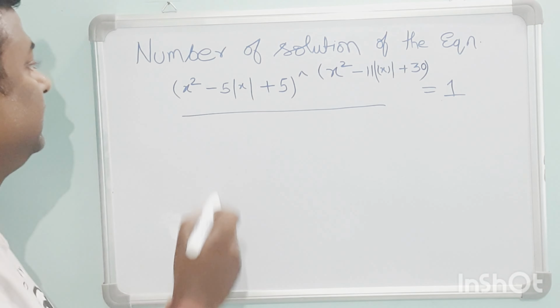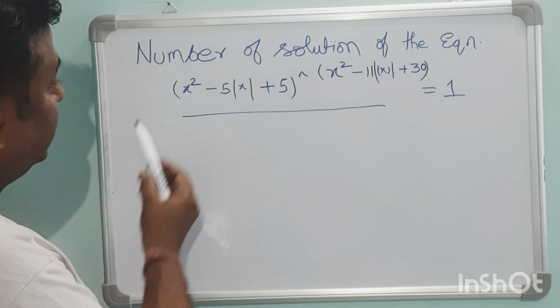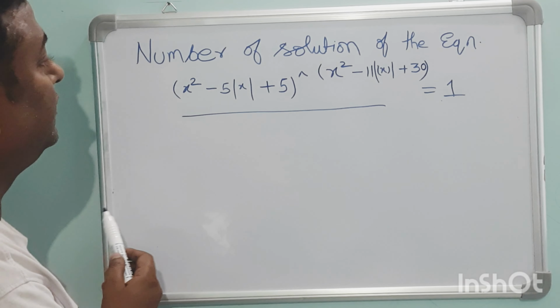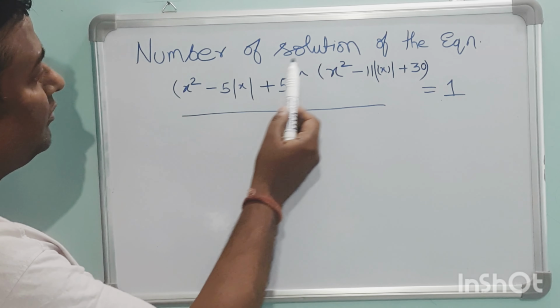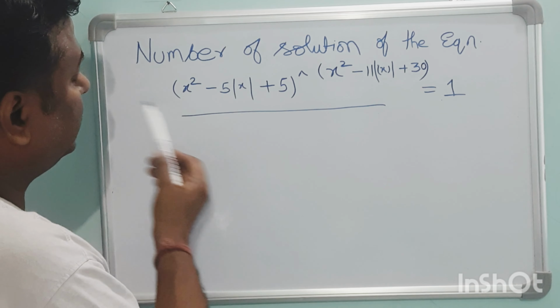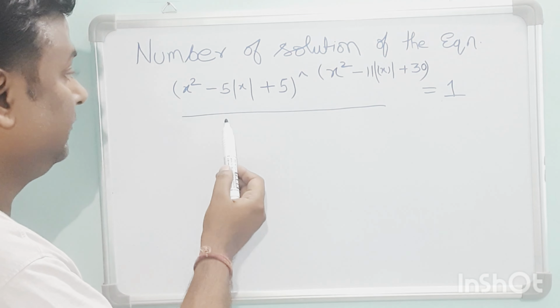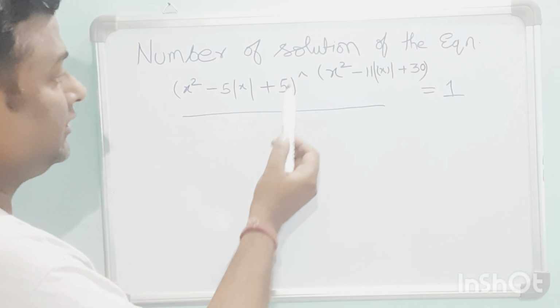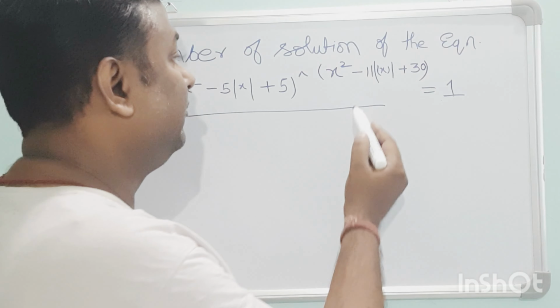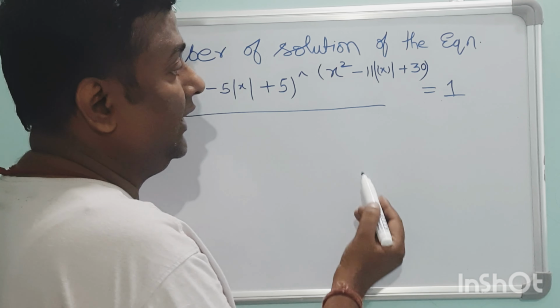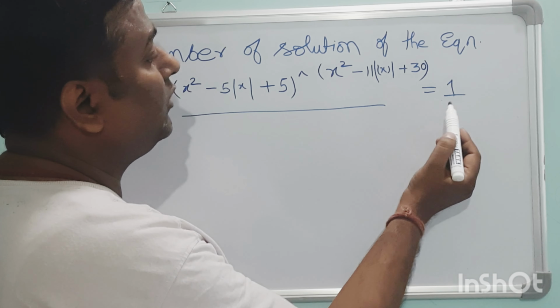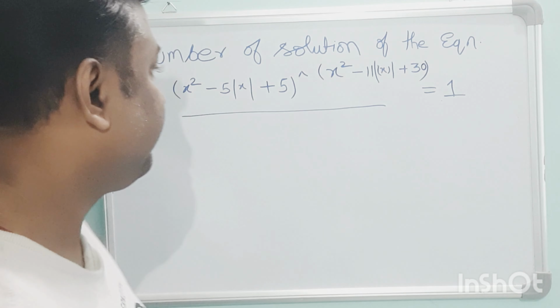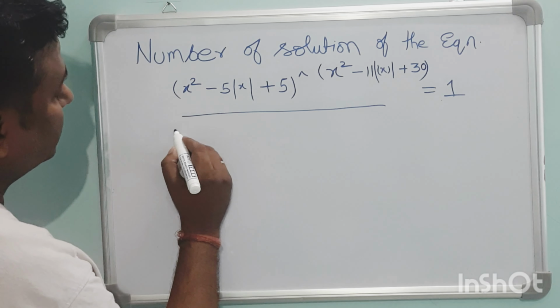Hello friends. Here is the classical question of quadratic equation, where the question says: the number of solutions of the equation x square minus 5 mod x plus 5 raised to power x square minus 11 mod of x plus 30 equals 1. Okay, so what is the thought process here?